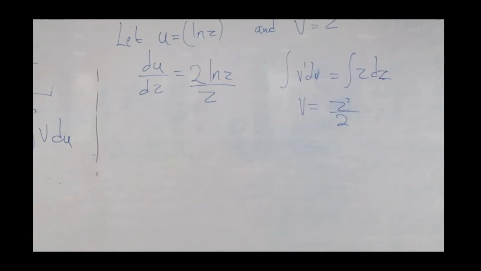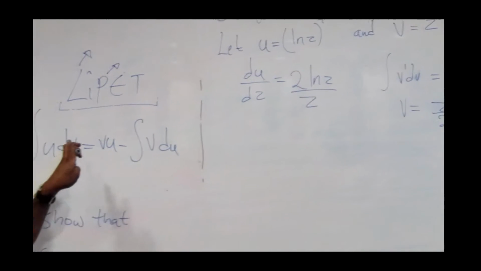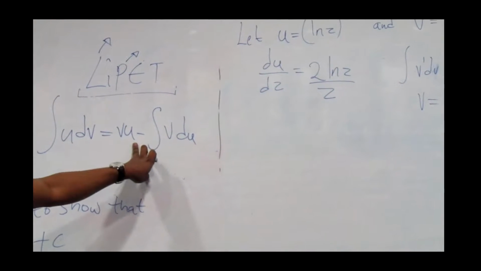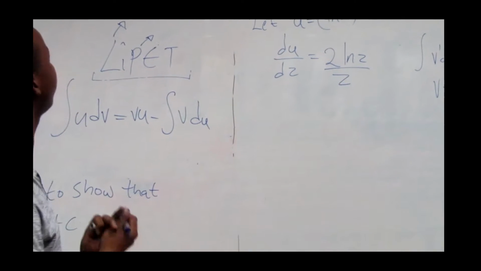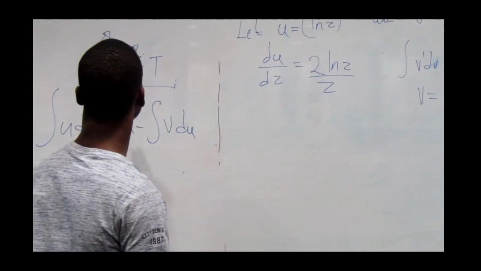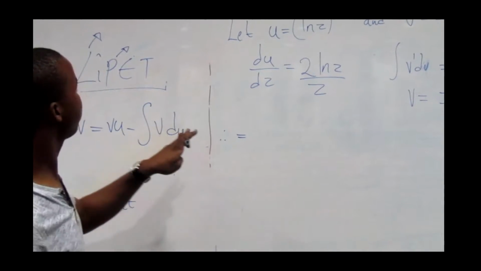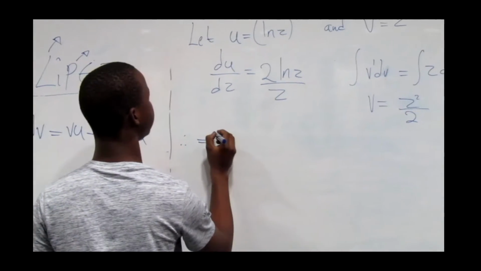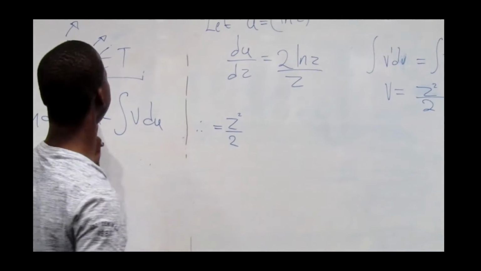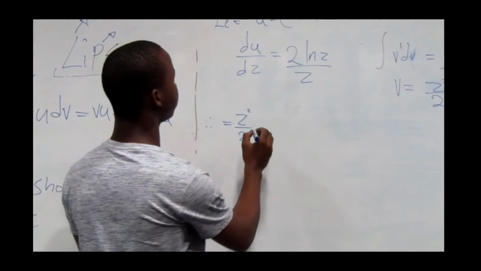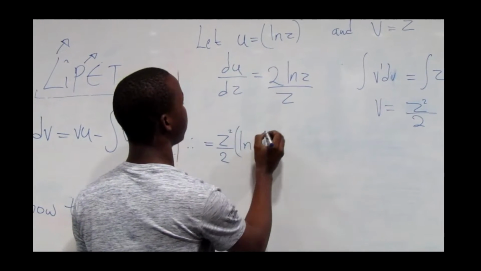Then from here, you follow the rule that says the integral of u times the derivative of v is equal to uv minus the integral of v times the derivative of u. Therefore our equation is equal to v, which is z squared over 2, times u. Our u, we say, is ln z the whole squared.